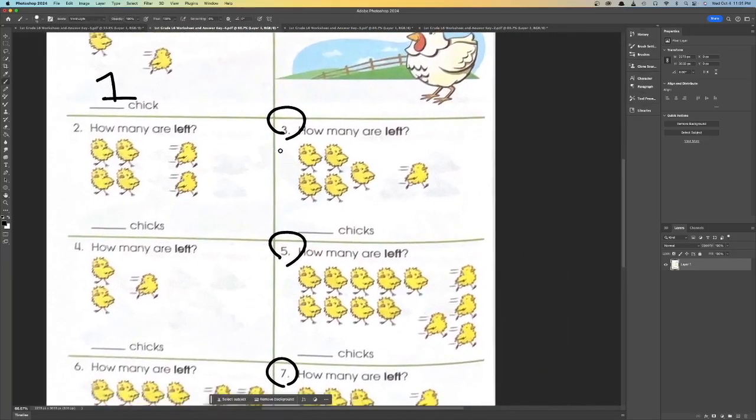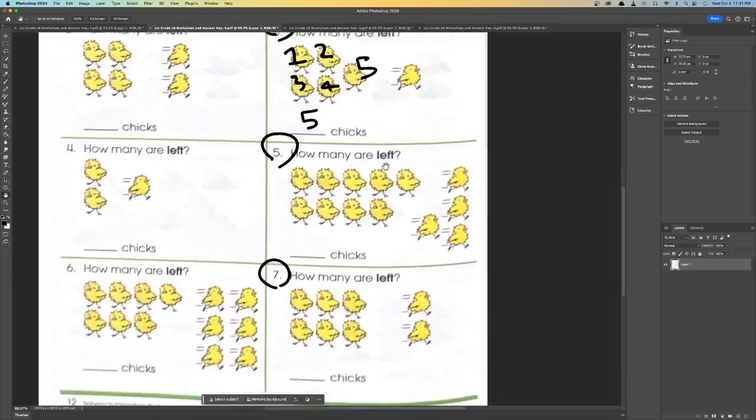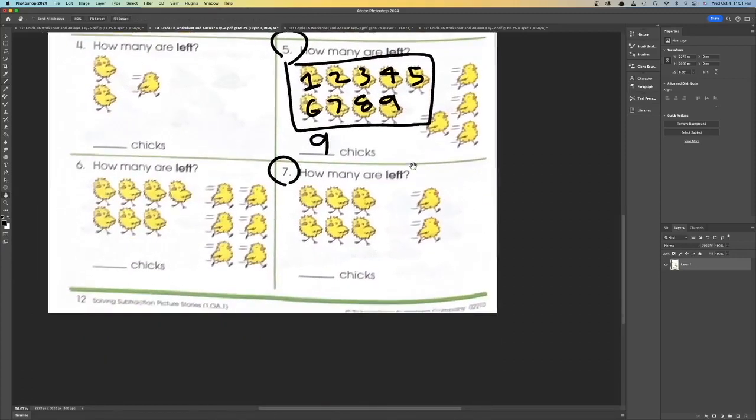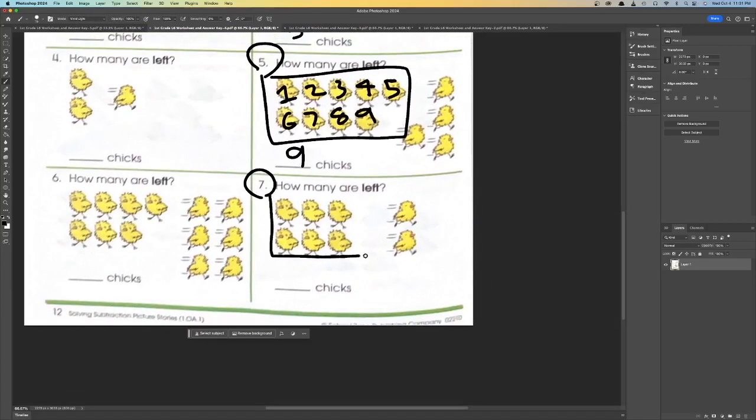For 3, we count this many chicks that are left, and there are 1, 2, 3, 4, 5 chicks left, so that is our answer. This is the same process for 5 again. We count 1, 2, 3, 4, 5, 6, 7, 8, 9 chicks left. And finally, for 7, we repeat the process. 1, 2, 3, 4, 5, 6 chicks left.